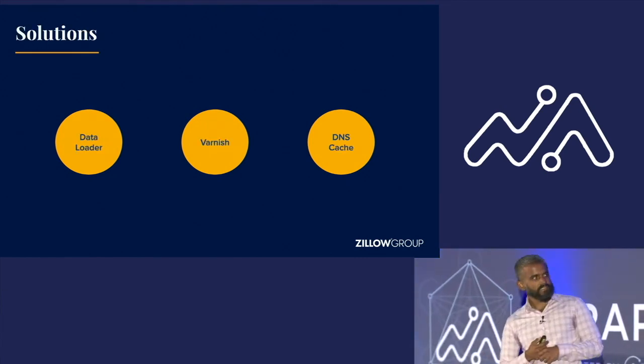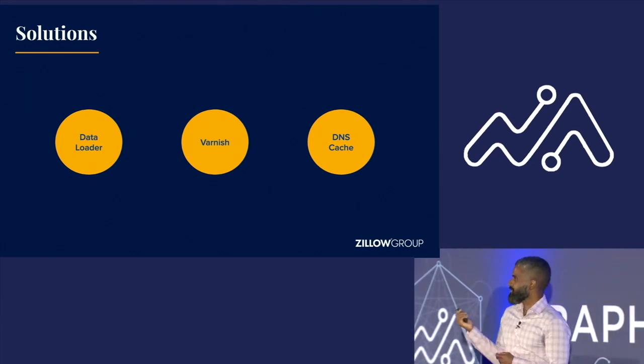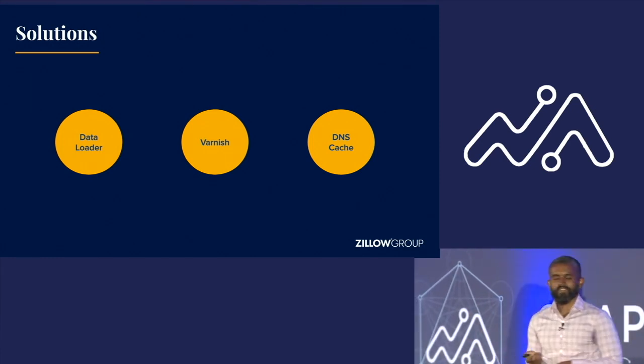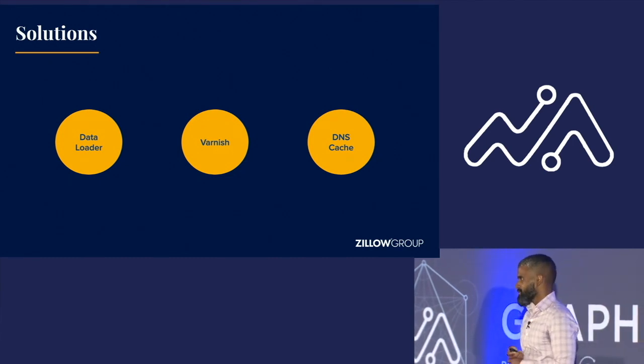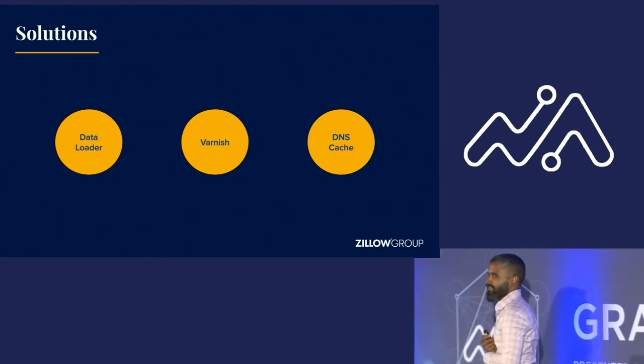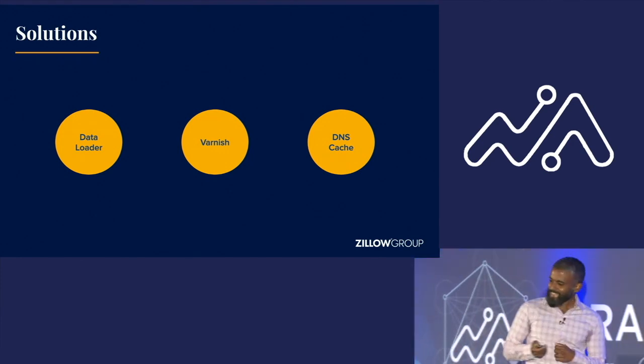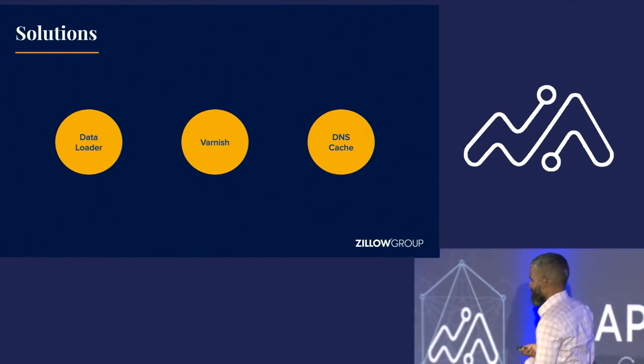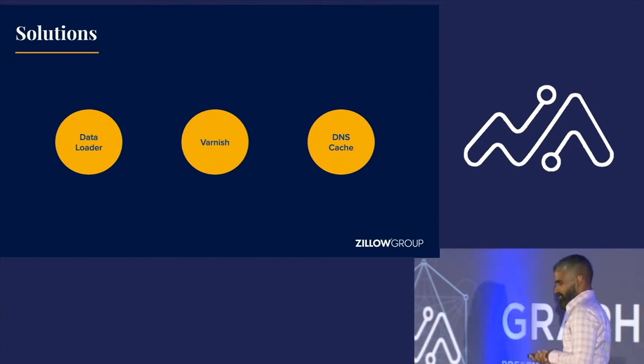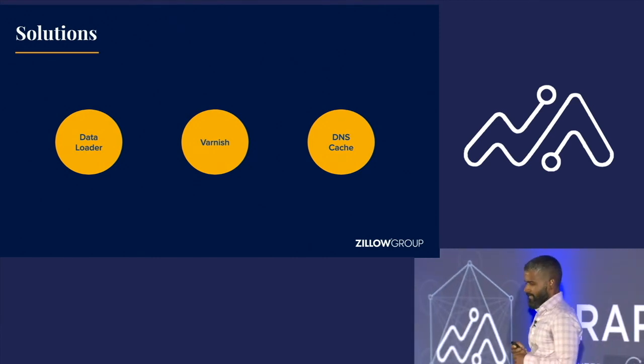Data loader. How many of us use data loader in their stack today? Great. And Varnish for the HTTP layer. Are there any Varnish users? All right. And for the DNS layer, we used a DNS cache.